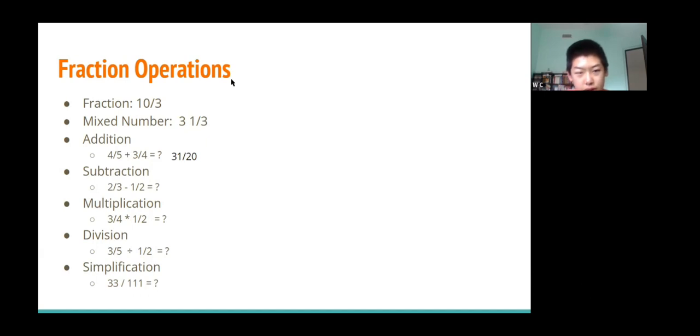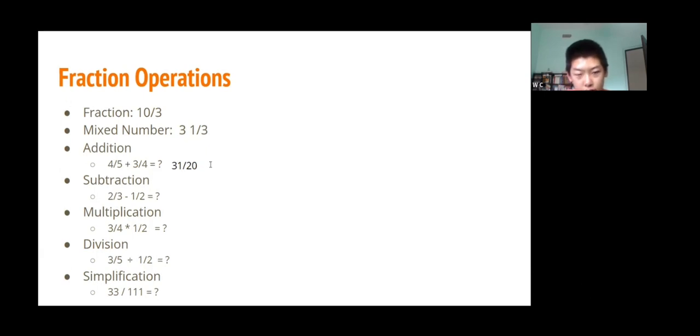The way you do this is by making the denominators equal. So 4/5 becomes equal to 16 over 20, and 3/4 becomes equal to 15 over 20. And then you add the numerators, so it's 31 over 20.